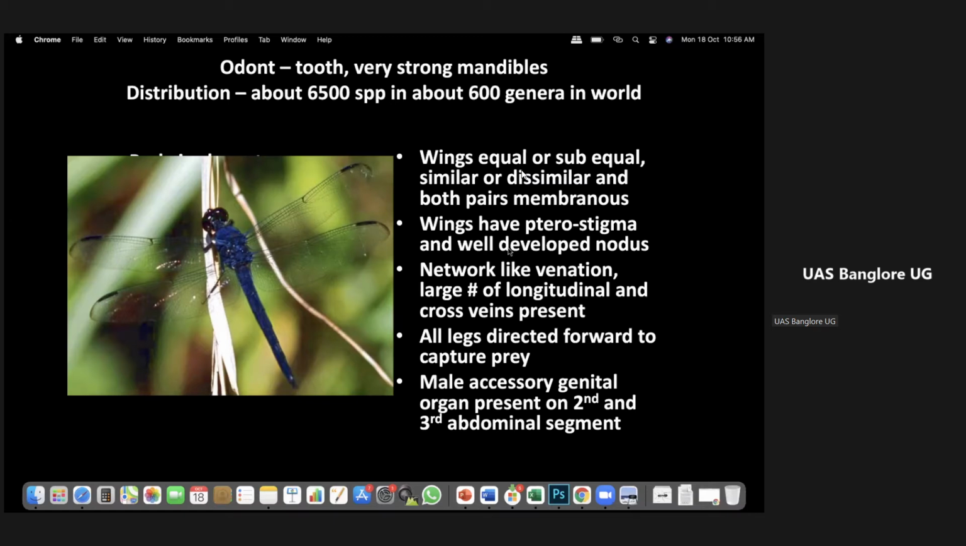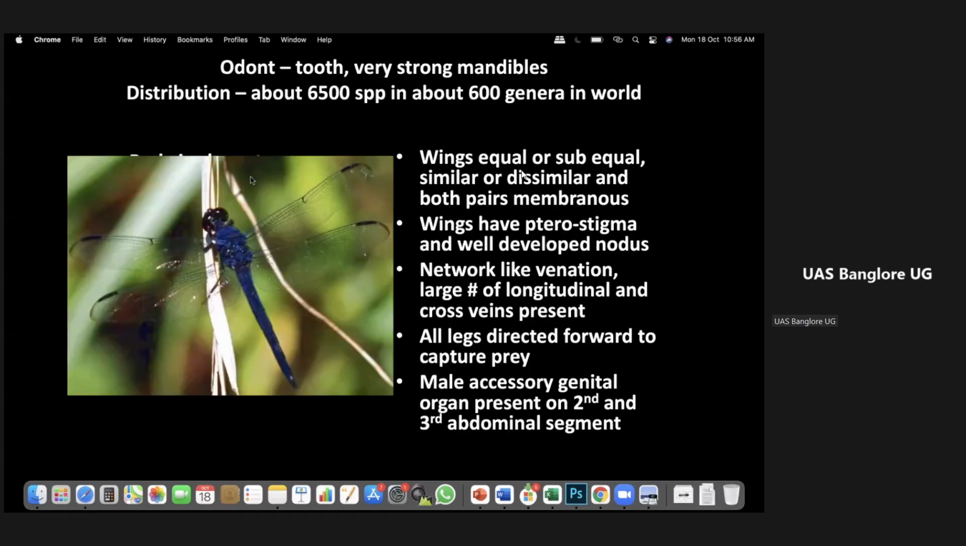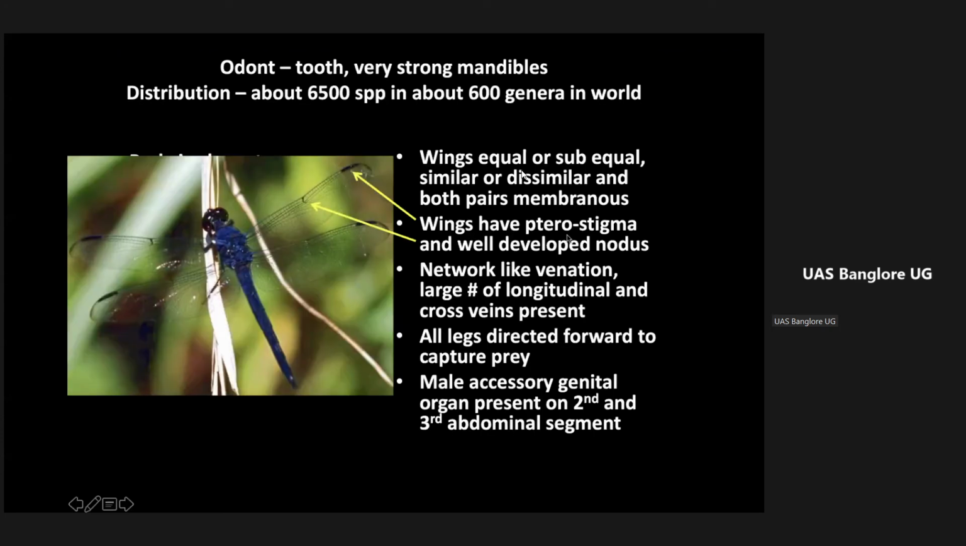Wings have a pterostigma. You can see that there is a small sclerotized or hard, non-translucent area, which we call the pterostigma. Okay, so this is a pterostigma and a well-developed nodus. The nodus is nothing but a break in between the wing. So that is the nodus region.